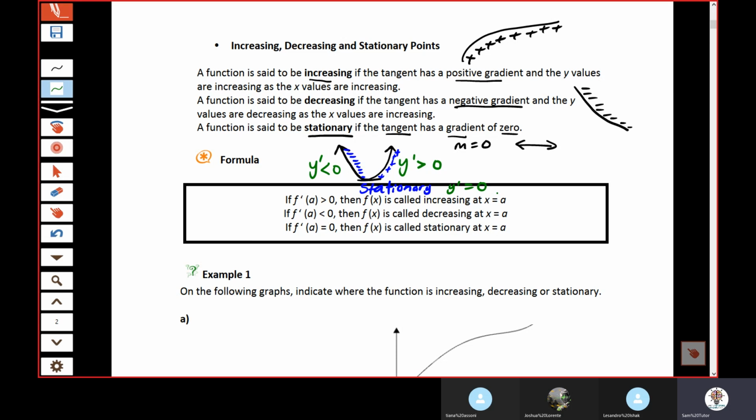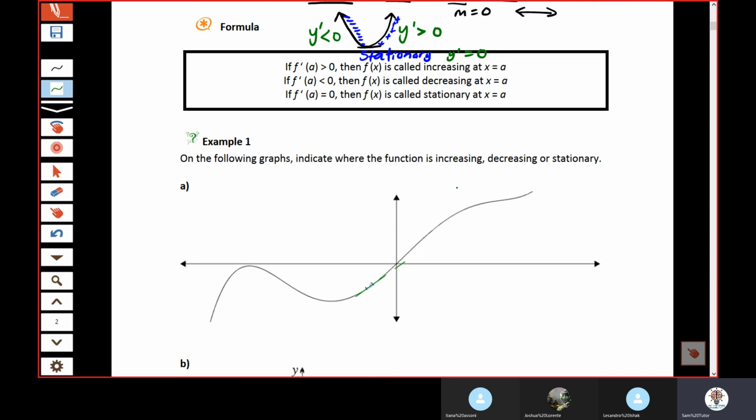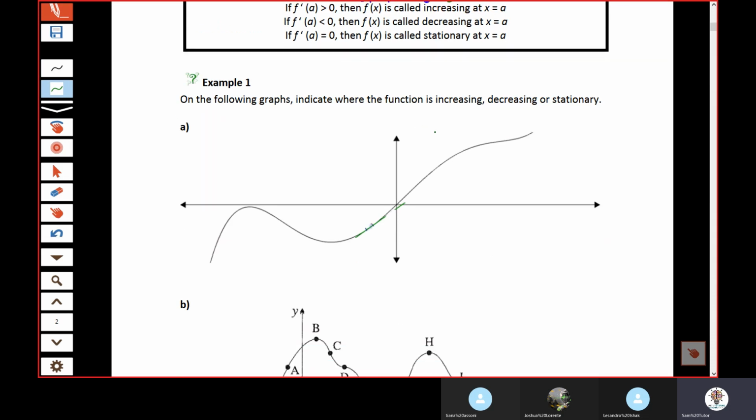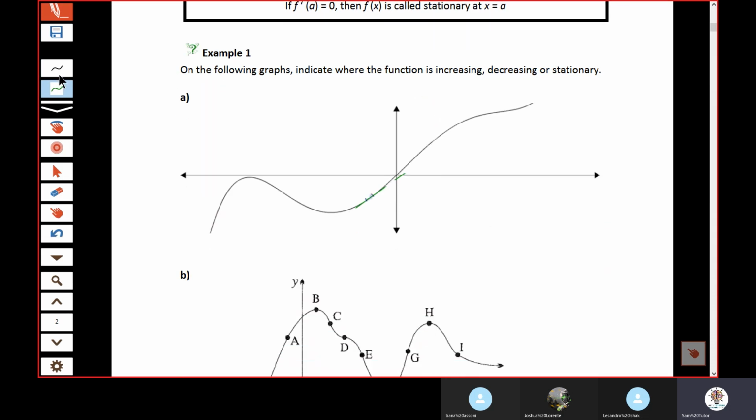Decreasing, y dash less than 0. Increasing, y dash greater than 0. Stationary, y dash equals 0. And we move on. On the following graphs, indicate where the function is increasing, decreasing, or stationary. All right, here we go.